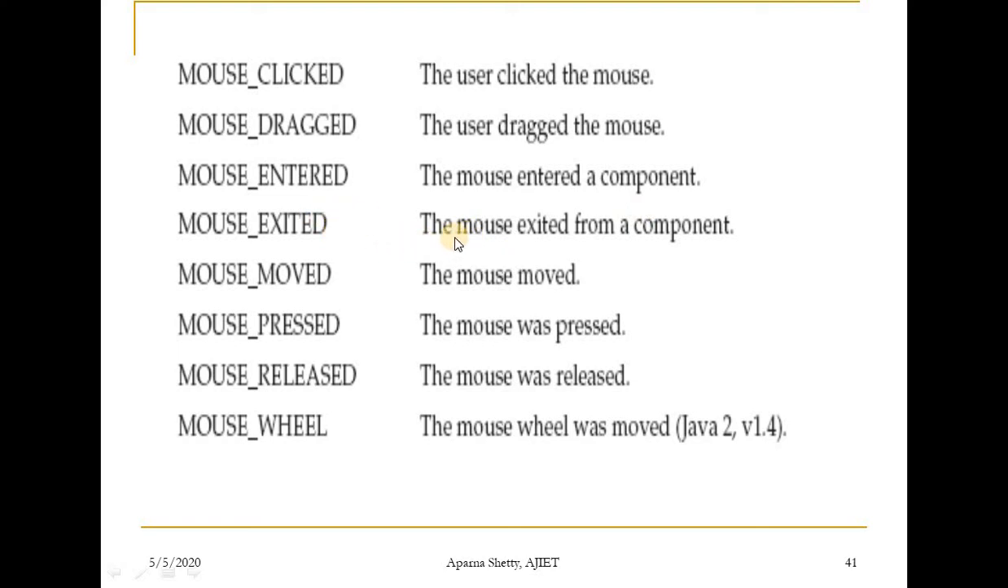Mouse exited, the mouse exited from a component. Mouse moved, the mouse moved. Mouse pressed, the mouse was pressed. Mouse released, the mouse was released. Mouse wheel, the mouse wheel was moved. So these are the types of mouse events that are generated.